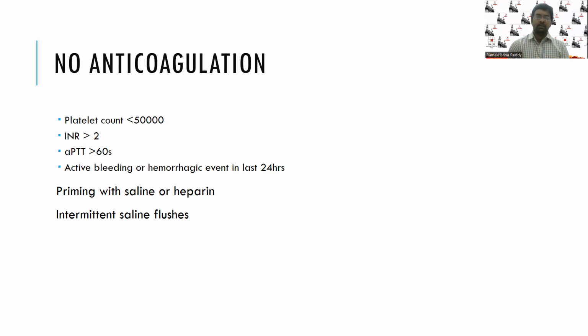Now, what are the options available? You can prime the circuit with saline or heparin, and there is no need to administer heparin as an intermittent bolus, but you need to administer saline flushes intermittently in order to prevent clot formation. But the disadvantage is, as you are using saline for intermittent flushing, there can be fluid overload, or you cannot achieve negative balance by using this technique.